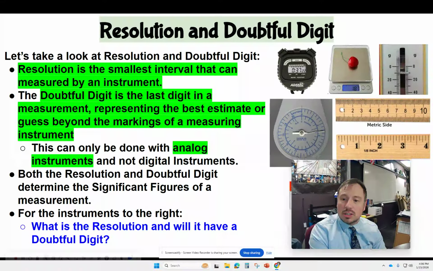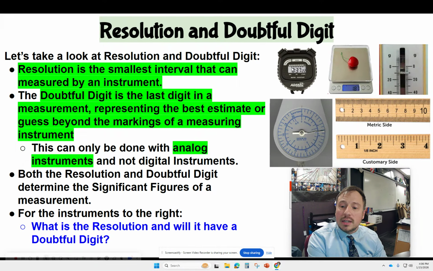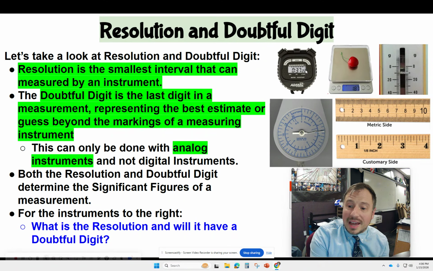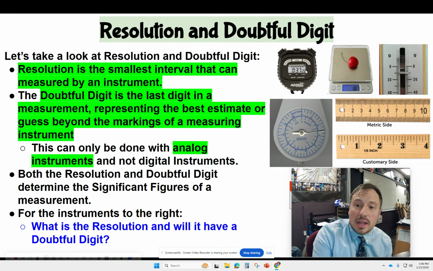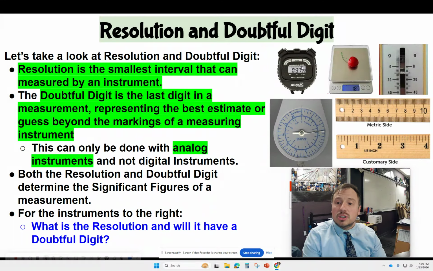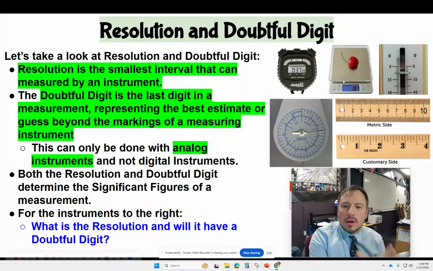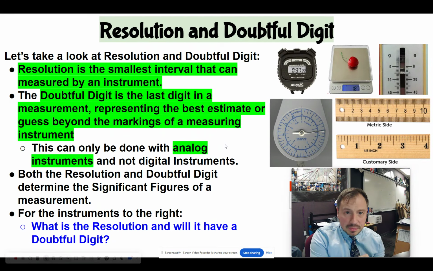Now, if we look at digital instruments up here, like this stopwatch, that does not have that doubtful digit. You cannot make an estimate to the next point. Now, for all of these, I'll even help you out with some of these. If we look at this stopwatch, the resolution is 1/100th of a second. So that is the smallest interval that can be measured by that instrument. If you want, you can pause this and get some practice finding the resolution and whether these instruments have a doubtful digit.